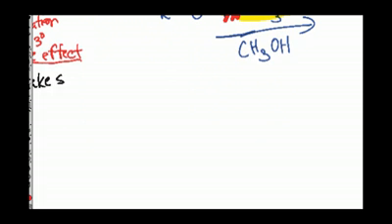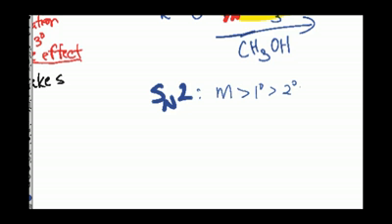Can't really go a hierarchy here because SN2 is methyl, 1, 2. I'll write it down. So the SN2 is methyl is greater than primary. It doesn't like what's called steric hindrance. It wants to avoid bumping into other things. Whereas E2 is the exact opposite. It's just like everybody else. It's tertiary, secondary, primary.